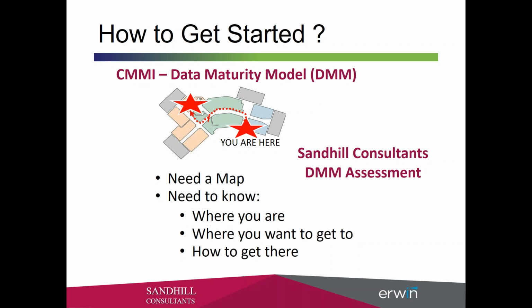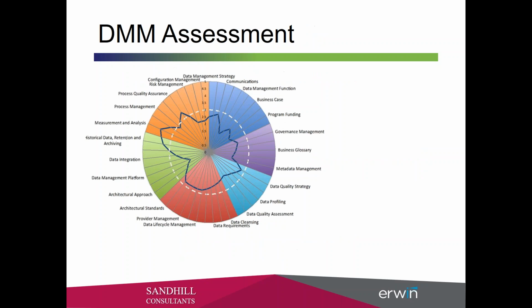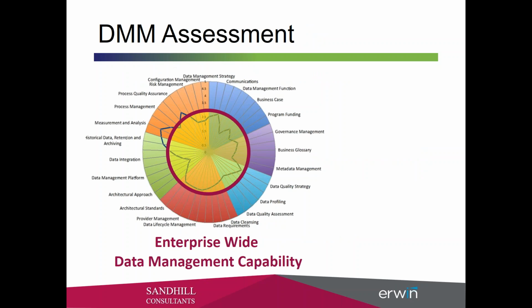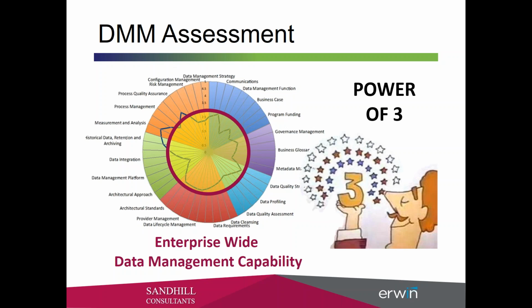The DMM assessment assesses 27 critical key areas, including strategy, quality, operations, architecture, and governance, and evaluates where you are on a scale of 1 to 5, and no, you can't be less than 1. It outlines how we can mature you to level 3, and should you wish to go to level 5, you can do that. But level 3 provides an enterprise-wide data management capability, a target where most organizations are looking to achieve.